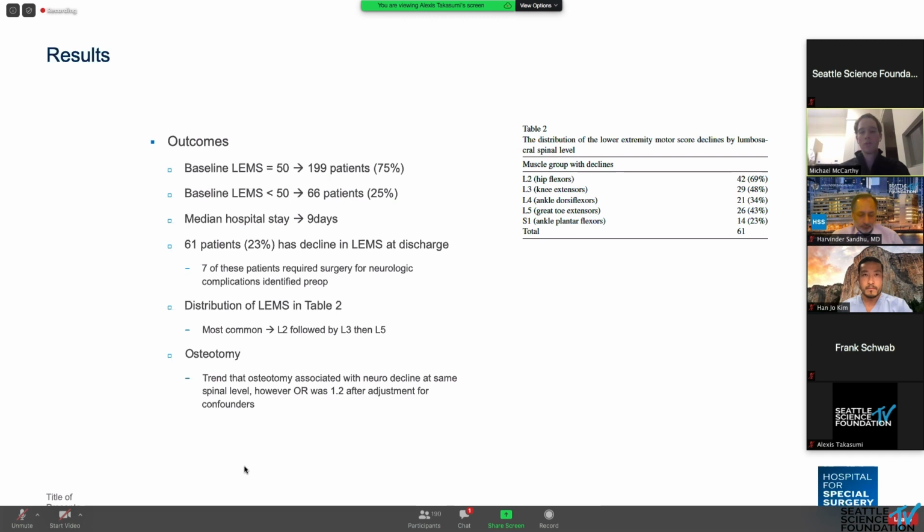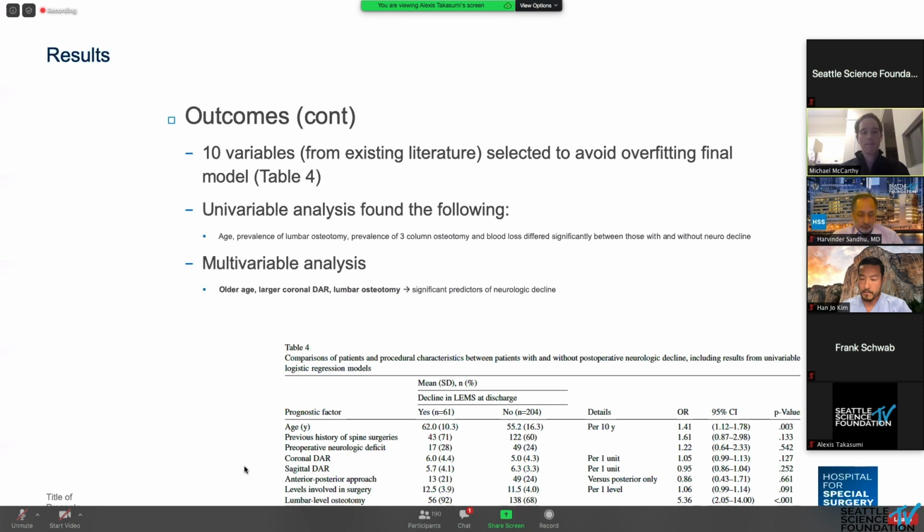You can see the distribution of that in Table 2 for the specific levels. L2 is most common, followed by L3, then L5. As far as osteotomies, you can see there was an association between the level of neurologic decline and the same level of the osteotomy, but the odds ratio showed a 1.2 after adjustment for confounders. So we'll get into that a little later.